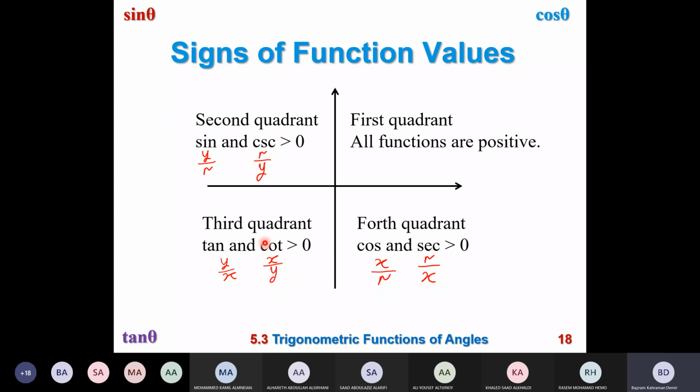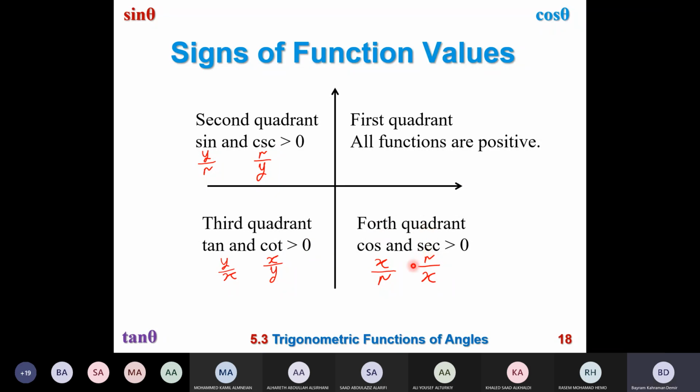When you come to the third quadrant, we divide y by x for the tangent theta, and x divided by y for the cotangent theta. Since both coordinates of the points are negative, negative divided by negative will be positive. So every other function will be negative in the third quadrant. Because y is negative, sine is negative, x is negative, so cosine is negative, and the secant and cosecant will be negative. So only cotangent and tangent are positive in the third quadrant.